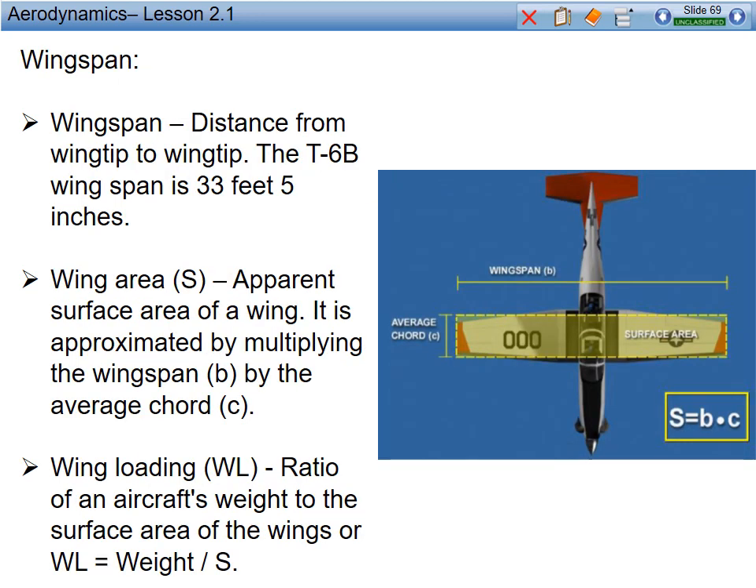Wingspan is the distance from wingtip to wingtip. The T6B has a wingspan of 33 feet 5 inches. Wing area, or S, is the apparent surface area of a wing. It is approximated by multiplying the wingspan by the average chord. Wing loading is the ratio of an aircraft's weight to the surface area of the wings, or weight over surface area.